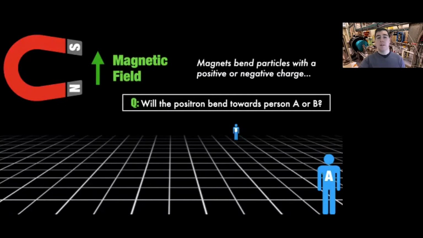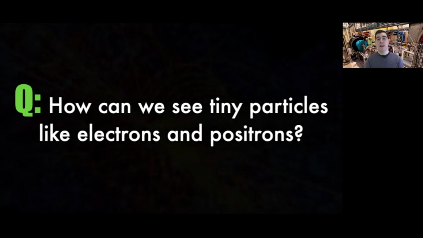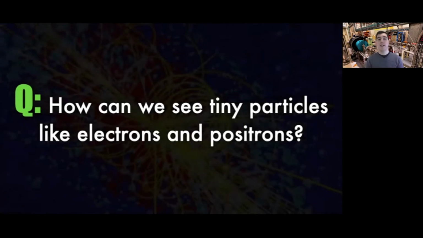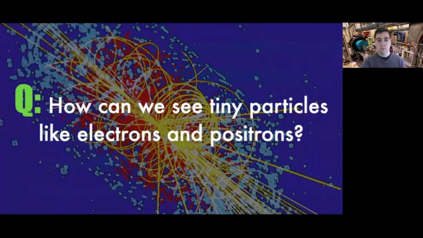But there is something else we need if we are to learn about these very small particles. We need to see where they are. We need to keep track of them. So tell me in the chat if you have any ideas about how we can see these tiny particles like electrons and positrons. Does anyone? A microscope, a telescope, antimatter telescope? Lots of people saying microscope.